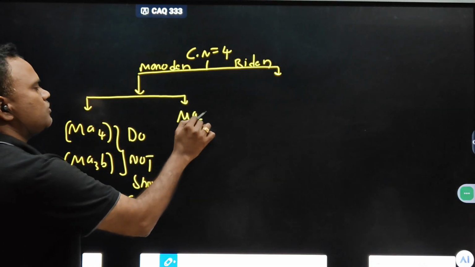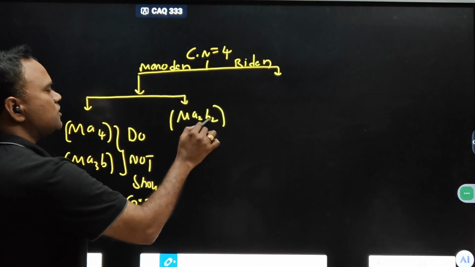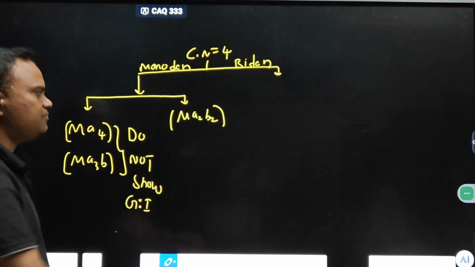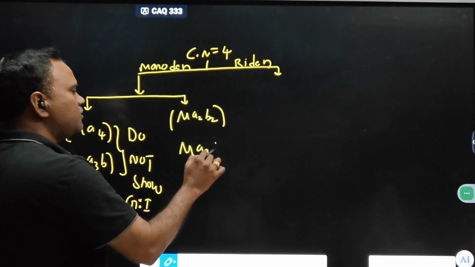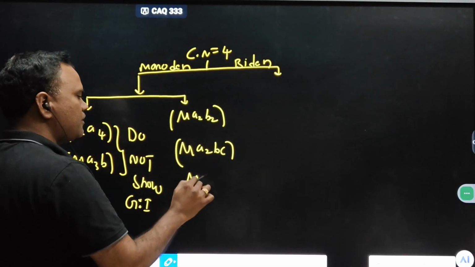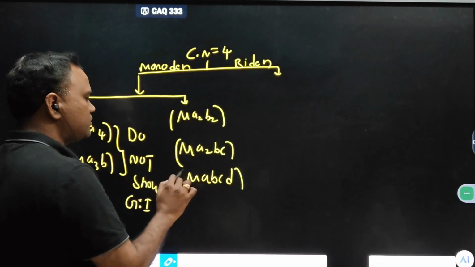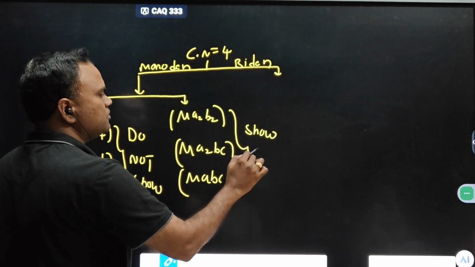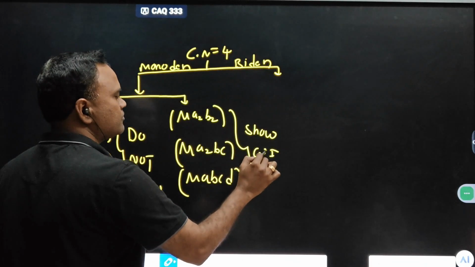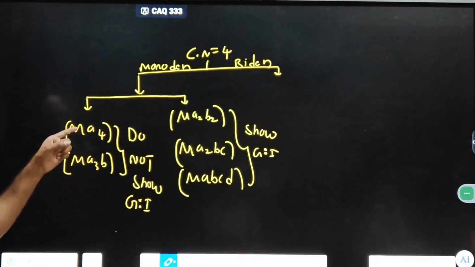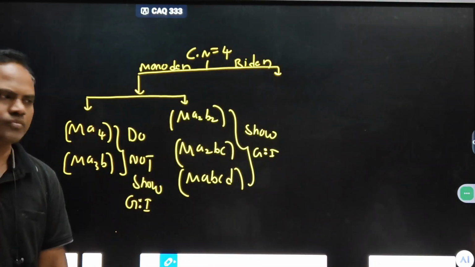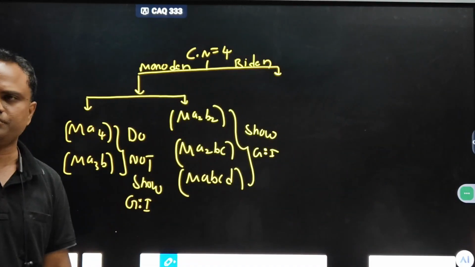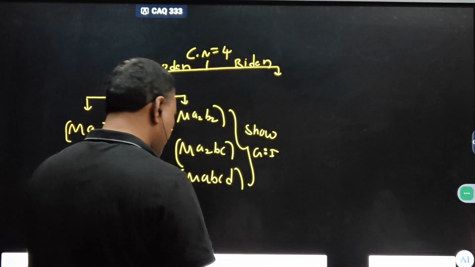Next, Ma2B2 will exhibit cis-trans isomerism. Ma2B2 means nickel Cl2Br2. Then Ma2BC category. Next, MABC and MABCD types. These categories show geometrical isomerism. So if you remember these formats, then you can identify easily whether it shows GI or does not show GI. Okay? Right.